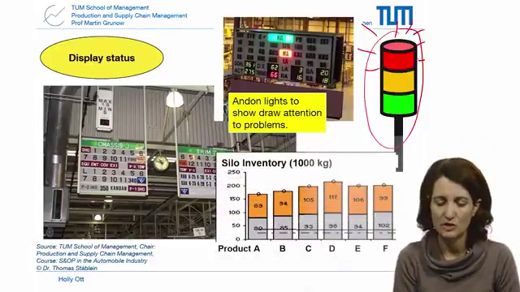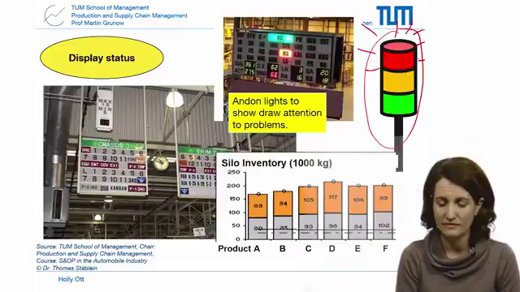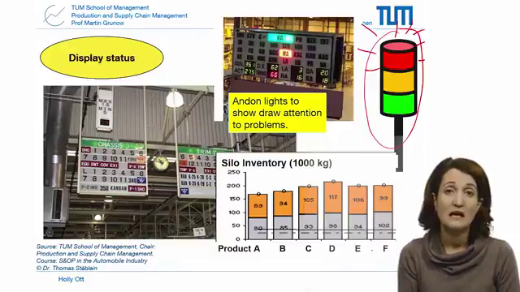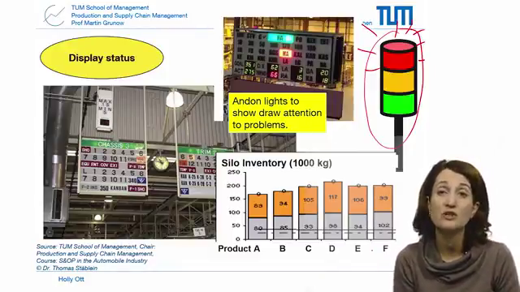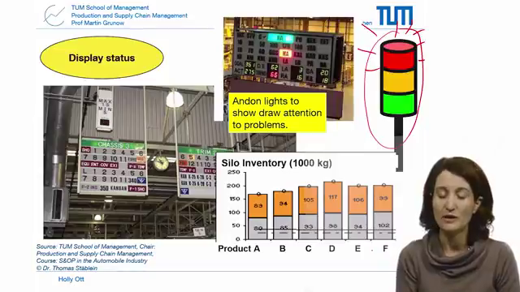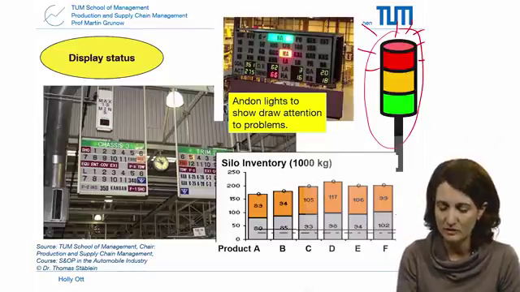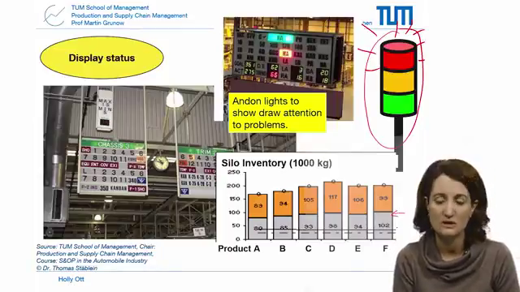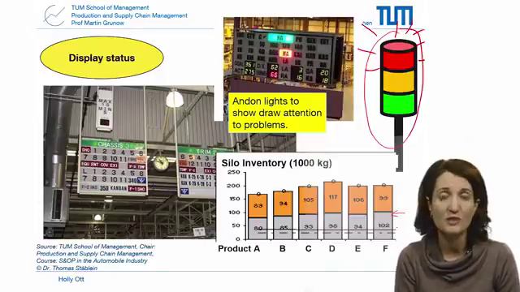Another example is to display inventory levels. Here we have, for example, the amount of inventory in different silos, 1,000 kilograms per different products. This could be raw materials, so you could see if the planned production schedule is feasible. You could see if you're about to run out, and you could have critical levels listed so that more material or parts can be ordered if necessary. And again, this type of thing should be updated daily.